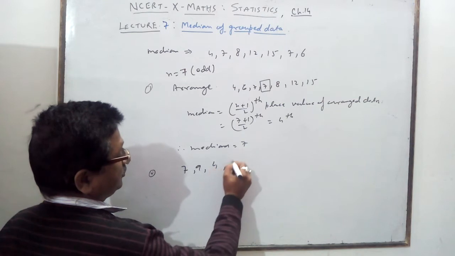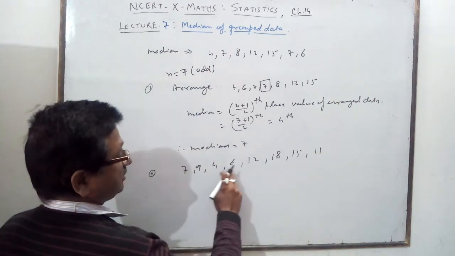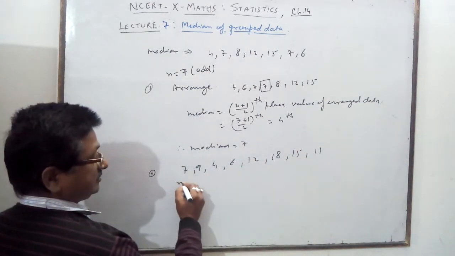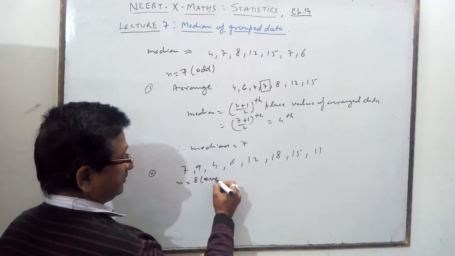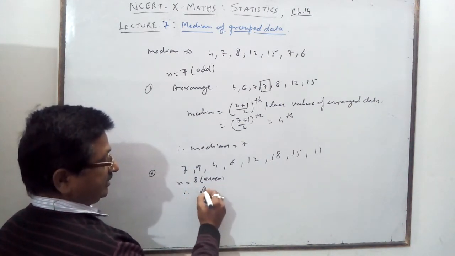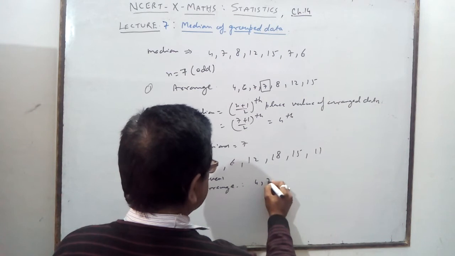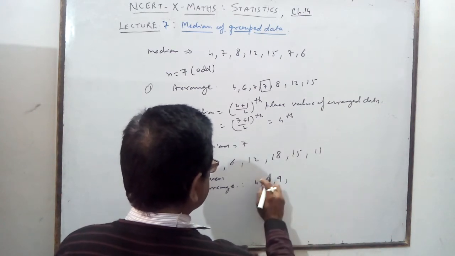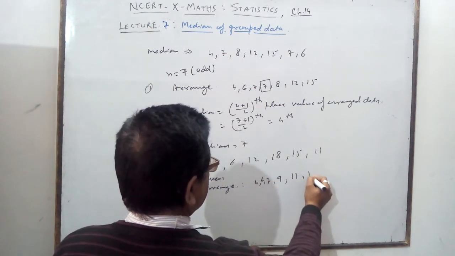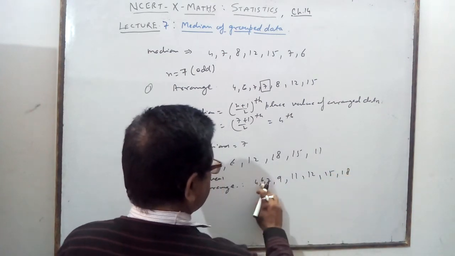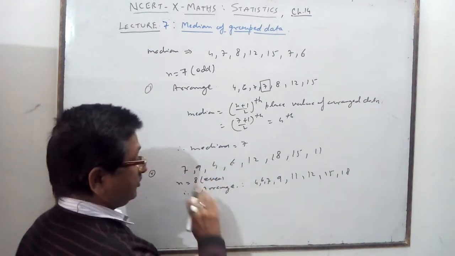The data is 7, 9, 4, 6, 12, 18, 15, 11. Counting 1, 2, 3, 4, 5, 6, 7, 8, so n is equal to 8, which means it is even. First you arrange it in ascending order. What will you get? 4, 6, 7, 9, 11, 12, 15, 18. Counting 1 to 8, so that there is no missing number.